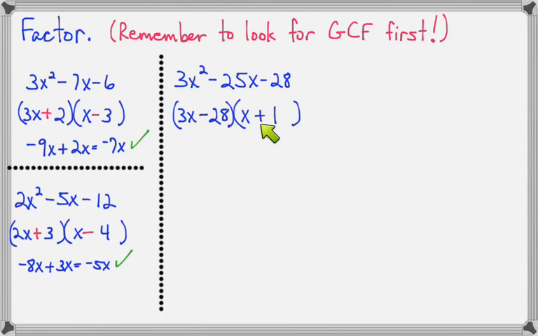Alright, so here's my 28 times 1. Outer times outer gives us 3x. Inner times inner gives us minus 28x. Oh, that does add up to negative 25x. So this is the correct arrangement.